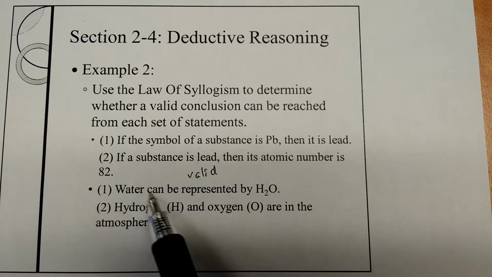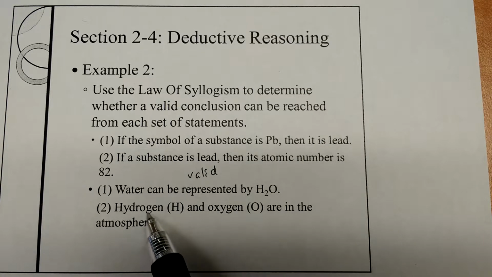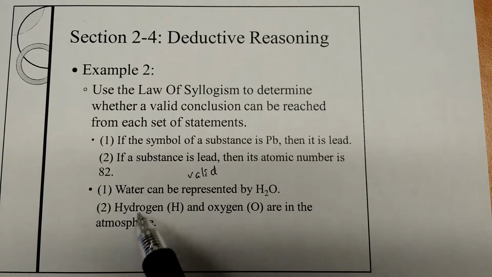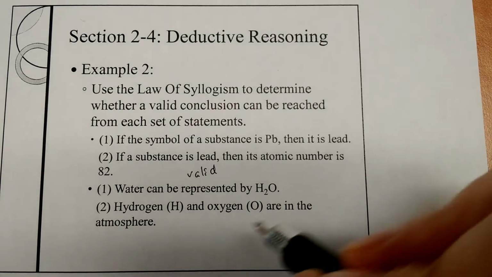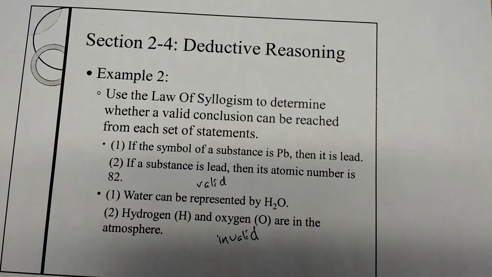So here, water can be represented by H2O. So think about it as an if-then. If a substance is water, then it can be represented by H2O. Hydrogen and oxygen are in the atmosphere. If a substance is hydrogen and oxygen, then it is in the atmosphere. Well, these don't go together because this doesn't talk anything about water, H2O. So there are no valid conclusions you can draw from that. So that would be invalid.